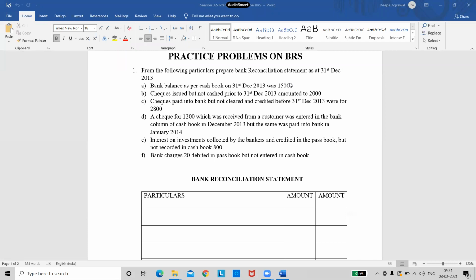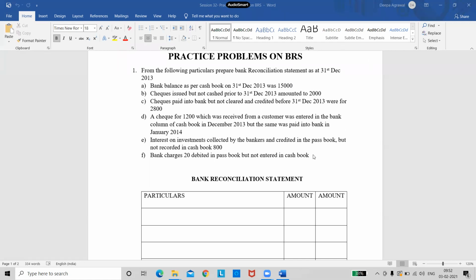Passbook. The passbook, ma'am, has recorded. And will the passbook balance increase or decrease? Decrease, ma'am. It will decrease because it is debited. Debit in passbook is your payments, right? So if you are able to analyze these transactions properly, then we can easily prepare the BRS statement.